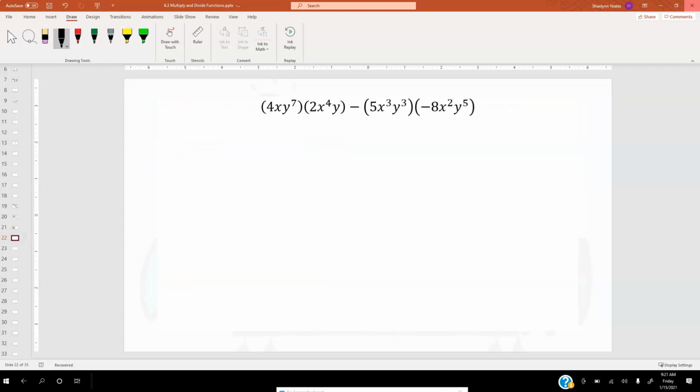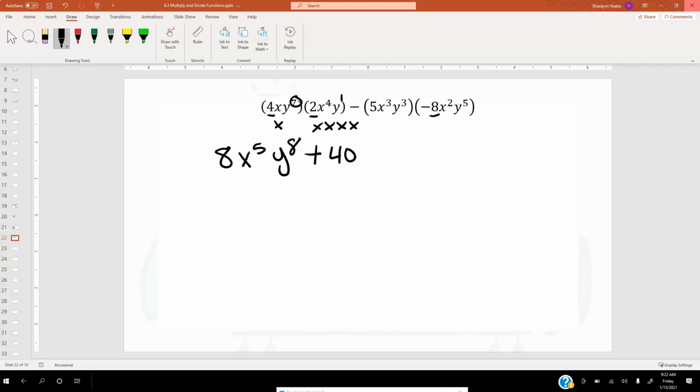Alright, so here's another one we're going to practice. So here we'll do 4 times 2, which is 8. Then this is 1x, and this is 4 more x's, and they're all multiplying together, so this would be x to the 5th. Here there are 7 y's and 1 more y, so this is y to the 8th. Then it's going to be subtracting, and we do 5 times negative 8. Well, it'd be negative times negative, because it's negative 5 times negative 8, that's a positive 40.